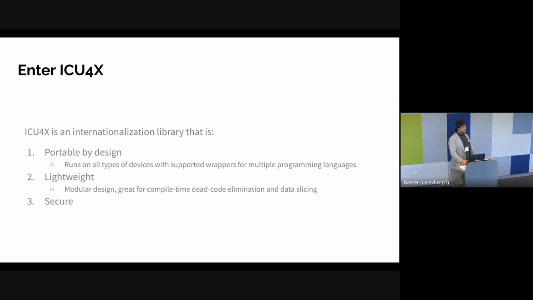And the third thing is making it secure. We write in Rust, a memory-safe language. There are many clients who are very interested in making their code base more secure, more bulletproof, and using Rust is a really great way for enterprises to achieve that goal of having a secure i18n library. So these are the three guiding principles for the ICU4X project.